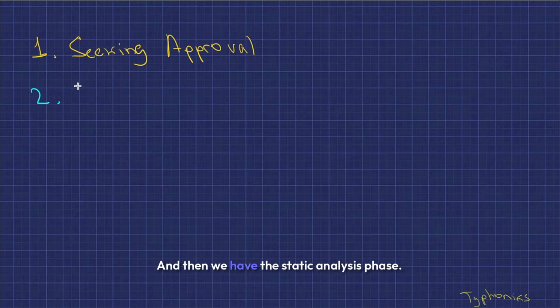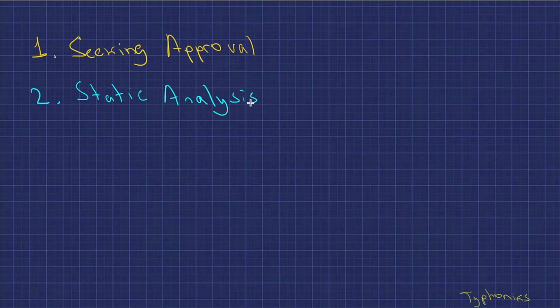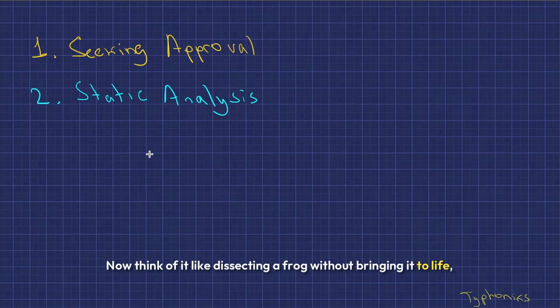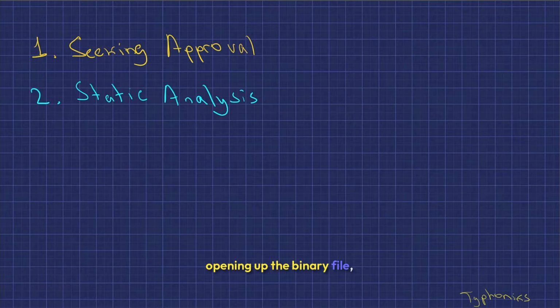And then we have the static analysis phase. Now, this is where we begin our analysis without ever running the program. Think of it like dissecting a frog without bringing it to life: opening up the binary file, scanning each byte, and reading its internals.